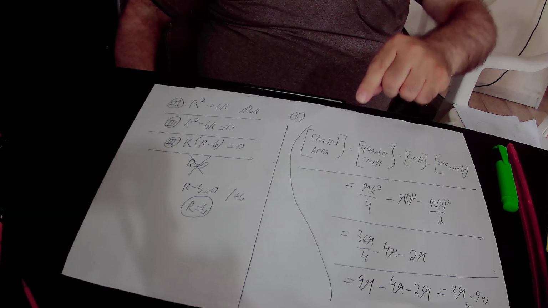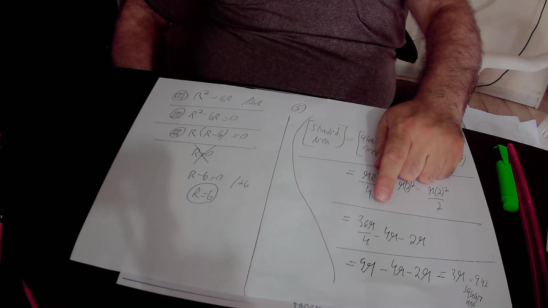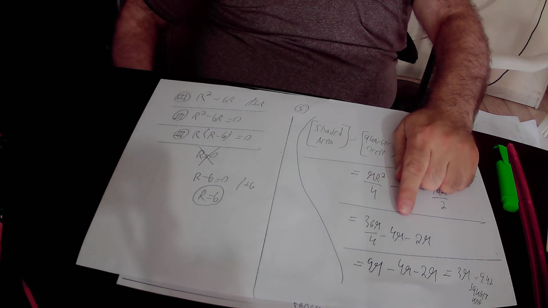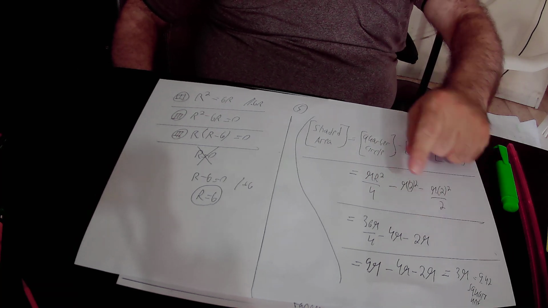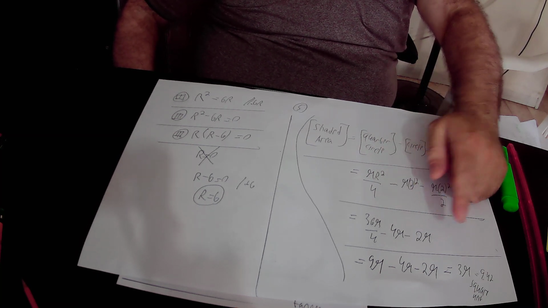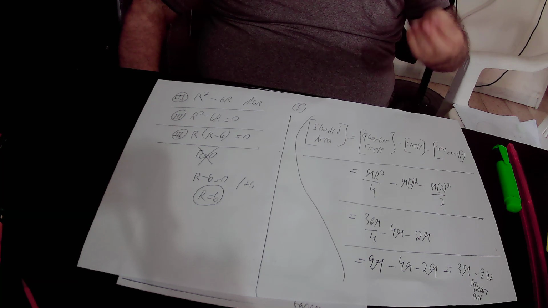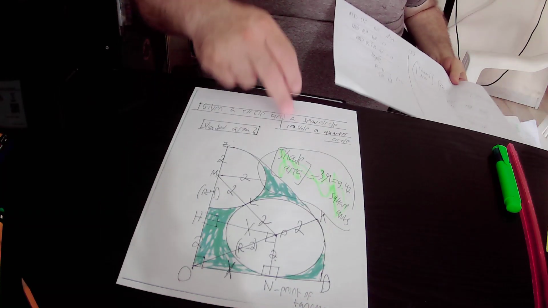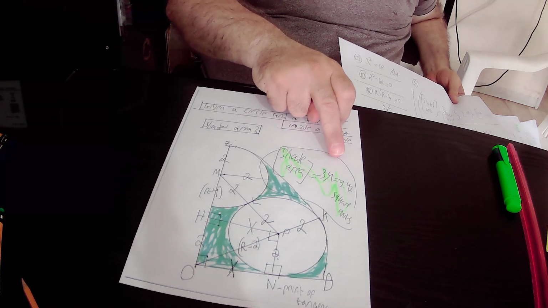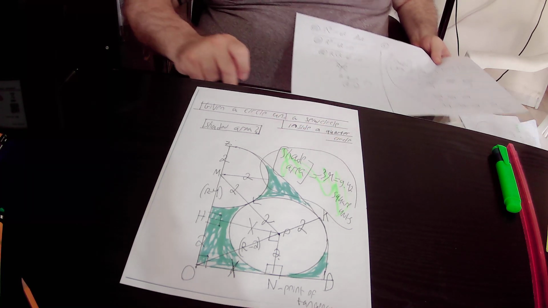So in conclusion, the value of the shaded area equals 36 pi over 4. 36 over 4 is 9, so in total this expression equals 9 pi minus 4 pi minus 2 pi. 9 pi minus 4 pi is 5 pi, and 5 pi minus 2 pi is 3 pi. So in conclusion, the shaded area here equals 3 pi square units, or in terms of numbers, it is equal to 9.42 square units. Okay? Thank you very much.